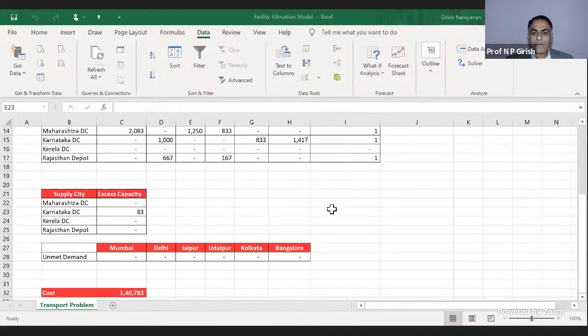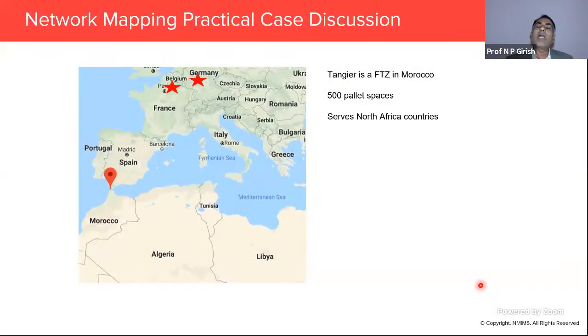Okay. Any question on this one? I think now we'll go back to the example, so it might be clearer. So I'll stop this, close this. Then let's go back to the example. Tangier, another actual situation. Good. Now, this is that Tangier facility I was talking about.